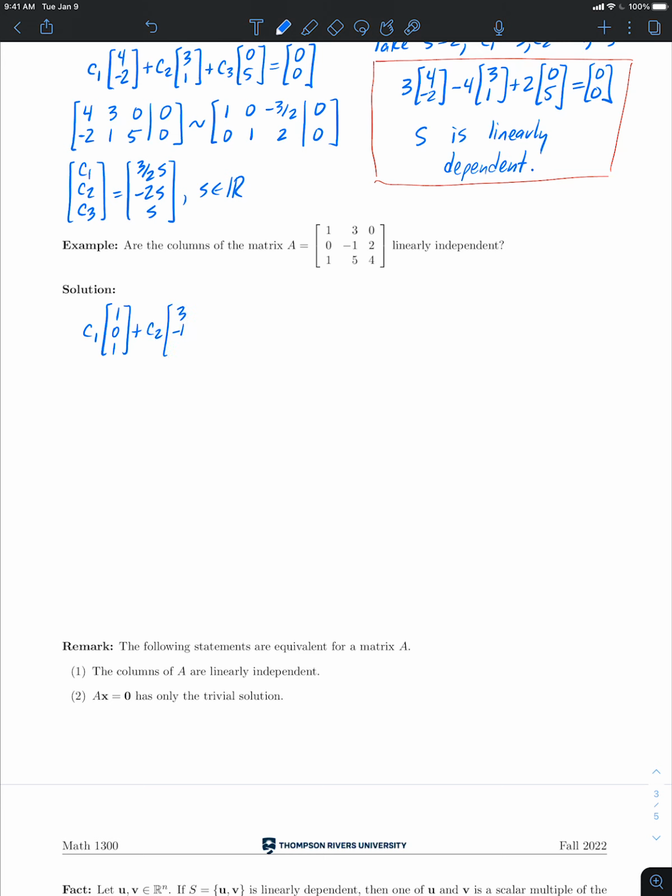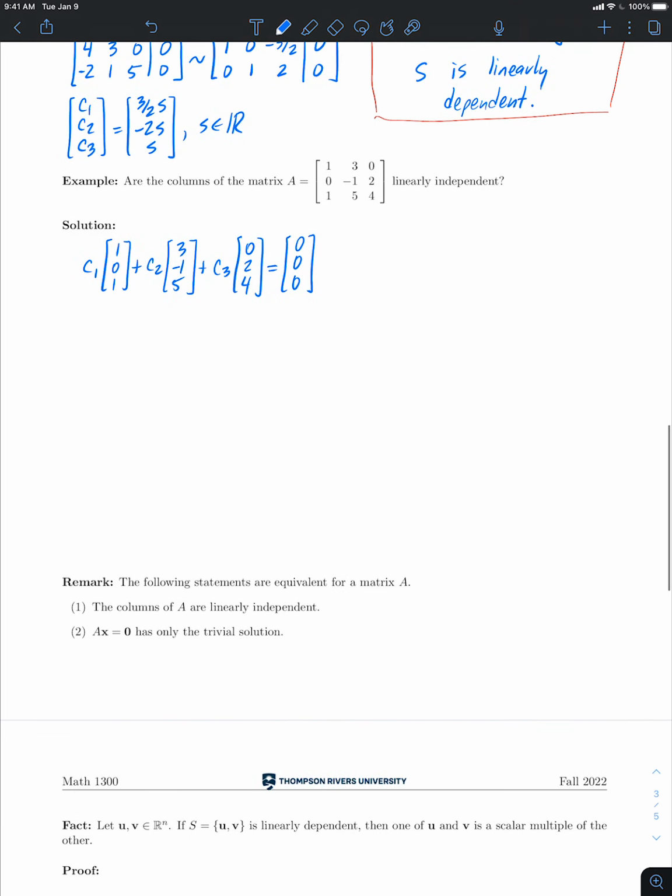And this will give you a vector equation. Okay. And that's got to equal the 0 vector. Okay, and what's that vector equation going to lead to? It's going to lead you to this augmented matrix.